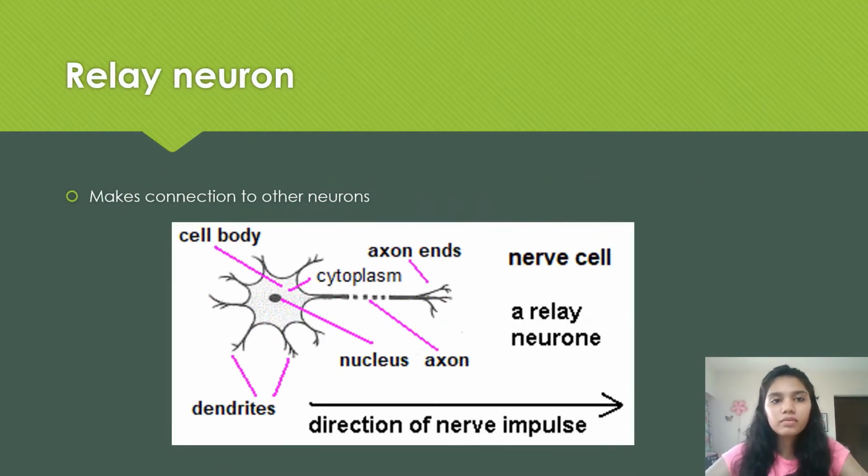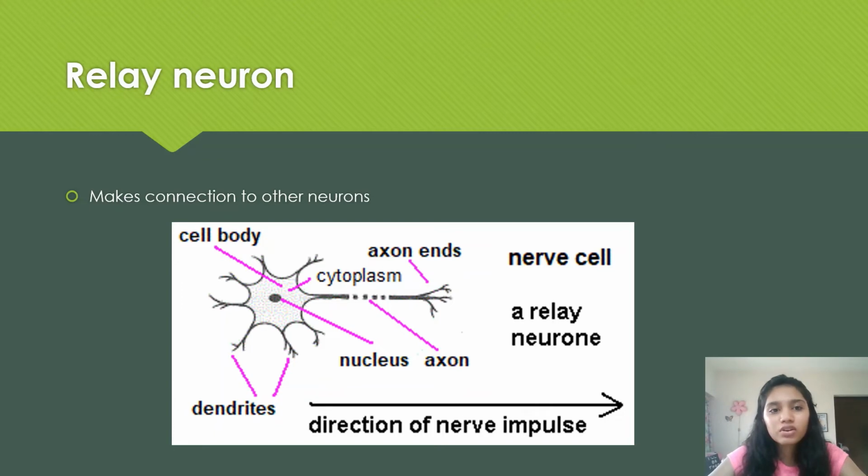Now, a relay neuron basically makes connections to other neurons. It's neither motor nor sensory. So here you have your cell body, with your cytoplasm, your nucleus. This is your axon. These dots in the middle show that it's much longer than what it's actually drawn out to be. So that's the distance. The axon ends here, and these are dendrites that make connections to other neurons as well. So this is basically your relay neuron. It makes connections to other neurons. That's all you need to know.